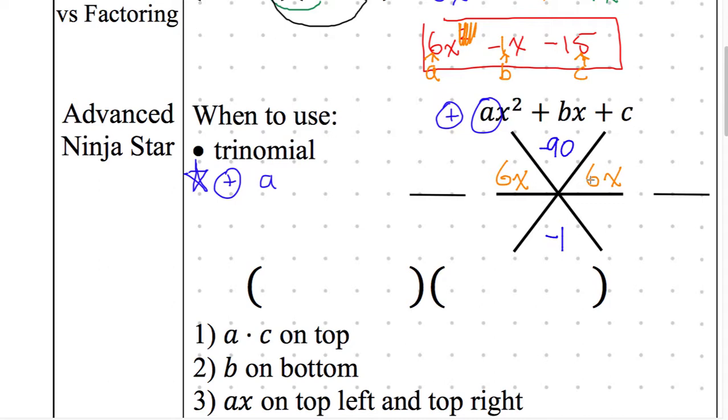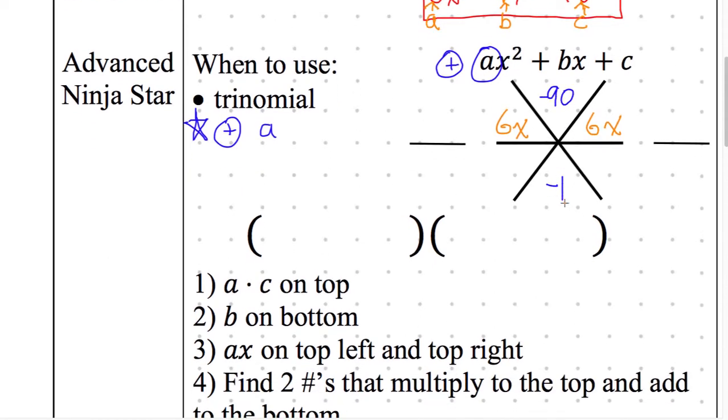Now I have a hard question. What times what is negative 90 and also adds to negative 1? This is where I'm going to pause and make sure that you guys try to figure this one out. What times what is negative 90 and also adds to negative 1?